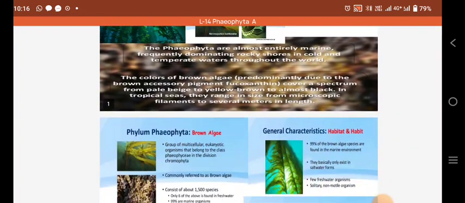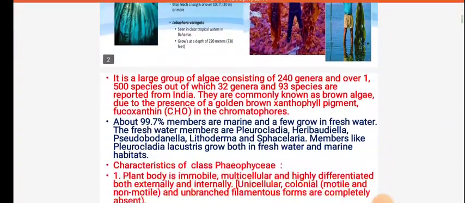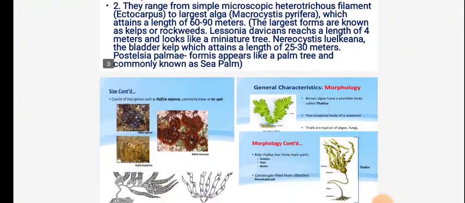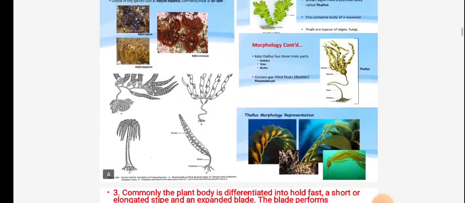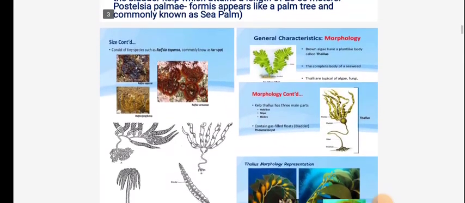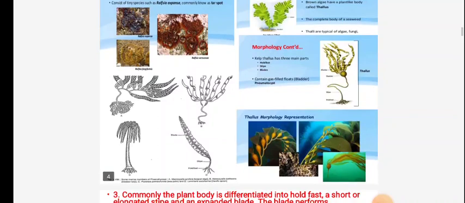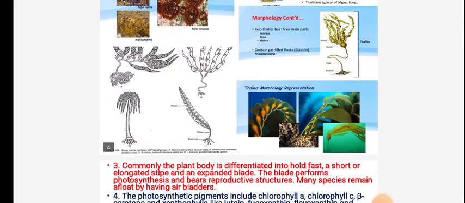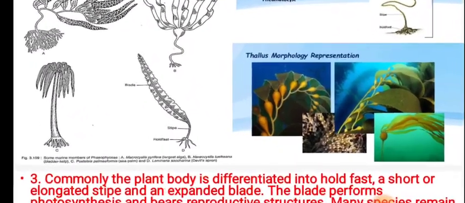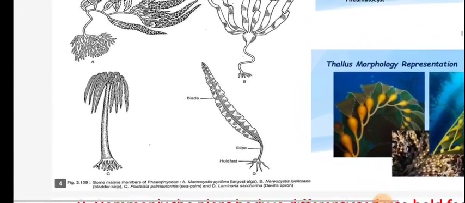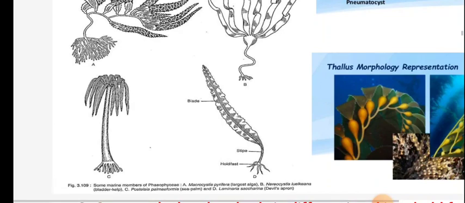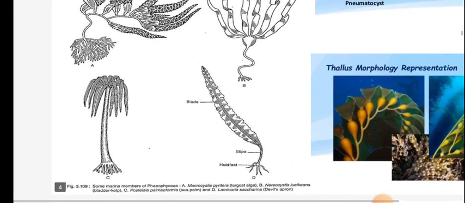I think you all remember these; some members we have already seen in the first lecture. Then in the characteristics, mainly these common genera, like the ones we have already seen: Macrocystis, Nereocystis, Postelsia, palm-like, and Laminaria.